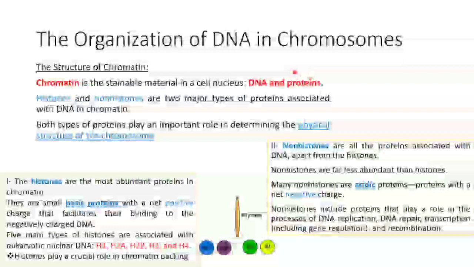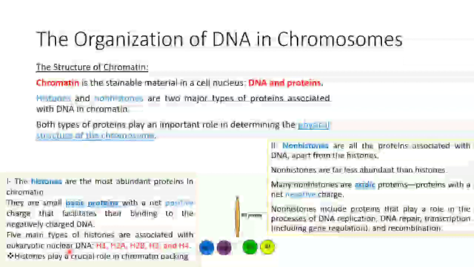What kind of proteins are associated to the DNA? Two types. We have proteins called histones and proteins called non-histones. And both are very, very important in determining the physical structure of the chromosome. Without them, I cannot convert the DNA to a chromosome. So I will describe the characteristics of the histones and the non-histones proteins. I will start with the histones.